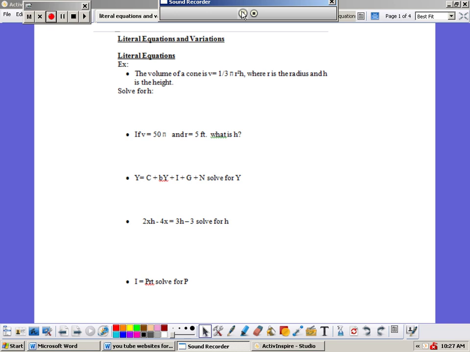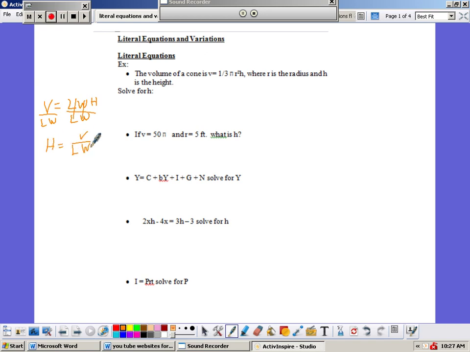You could then take your volume equals length times width times height, divide by length and width, and now you're solved for height. So now when they give you the volume, the length, and the width, you can just keep plugging it into the same equation rather than manipulating it each time. That's a literal equation.